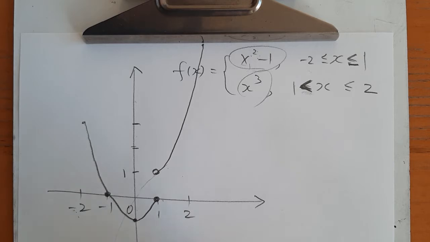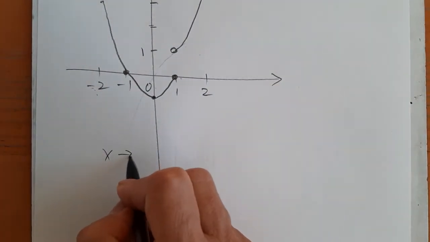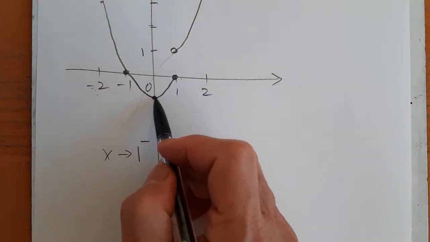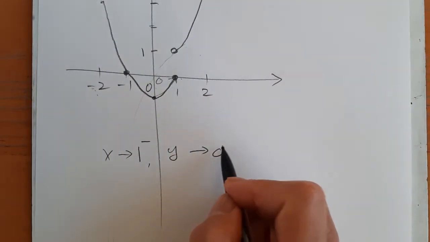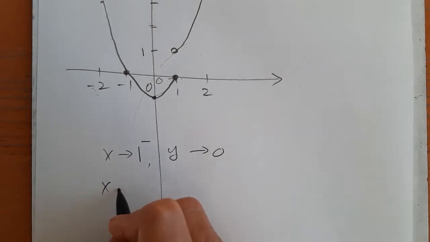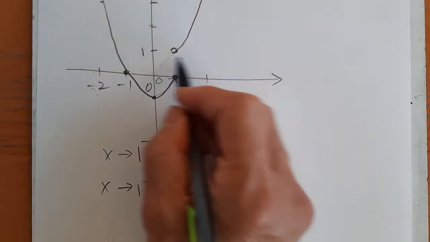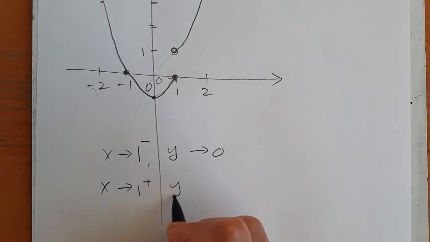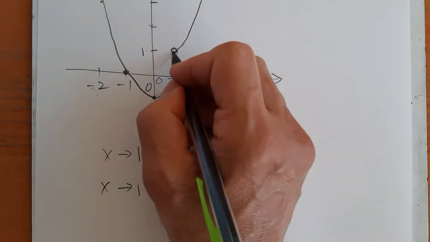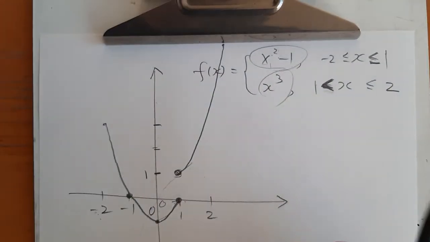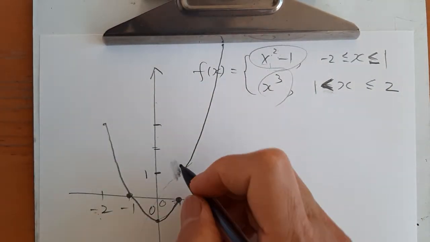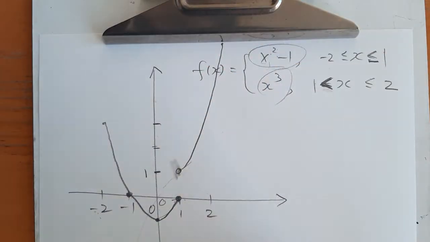So you can see as x approaches 1 from the left-hand side, the y value approaches 0. And as x approaches 1 from the right-hand side, the y value approaches 1. And there is a jump, a gap, a jump. Here open, a gap, a jump. There's a jump. So they are not continuous.